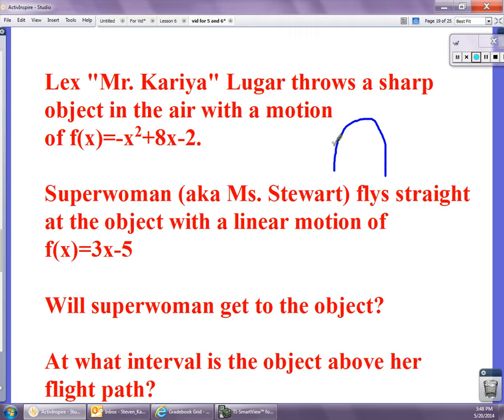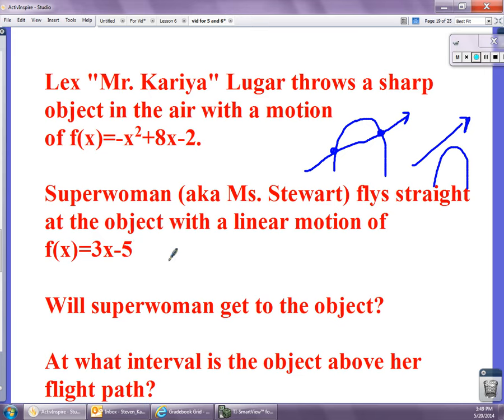Miss Stewart flies at the object in a linear motion. So Miss Stewart's coming this way. And you can see that Miss Stewart might be able to grab the object 2 times. When it's on the way up, or she can grab it when it's on the way down. Okay, so will Superwoman get to the object? So we know she'll get to the object if she actually intersects with the object. If we find out that the drawing looks like this, then Miss Stewart never reaches this line if there's no intersection. So what we can do to solve this is set these equal.